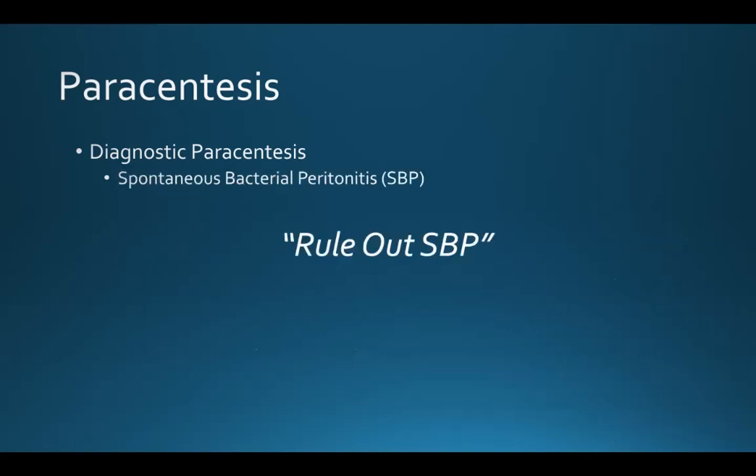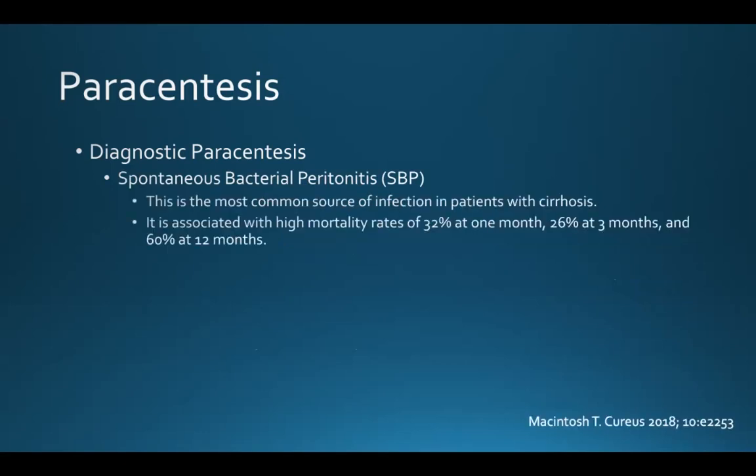Frequently, and it does seem that this occurs at off times, we may be asked to rule out SBP, or spontaneous bacterial peritonitis. This is the most common source of infection in patients with cirrhosis. It's associated with high mortality rates of 32% at 1 month, 26% at 3 months, and 60% at 12 months.